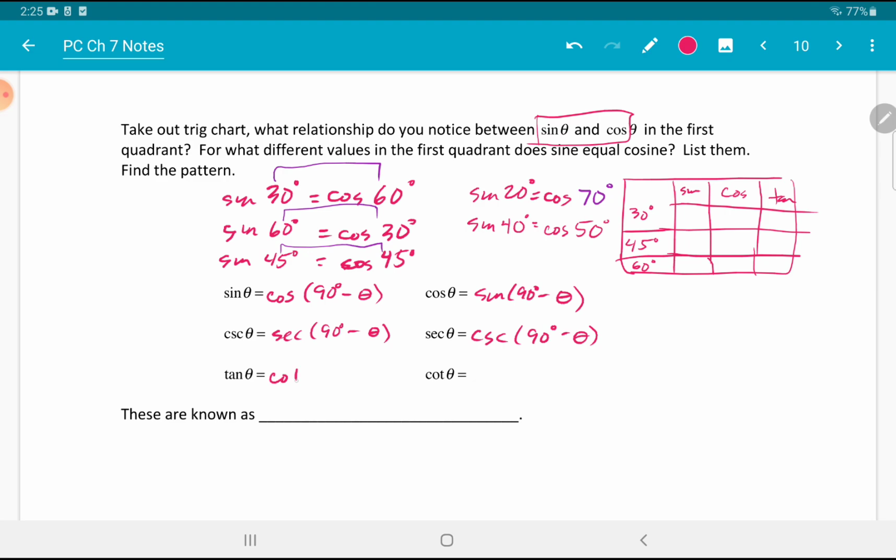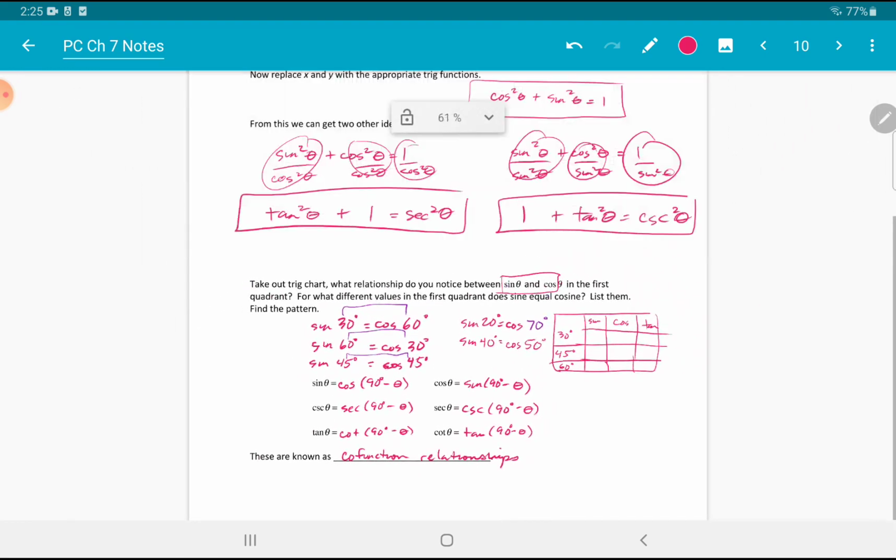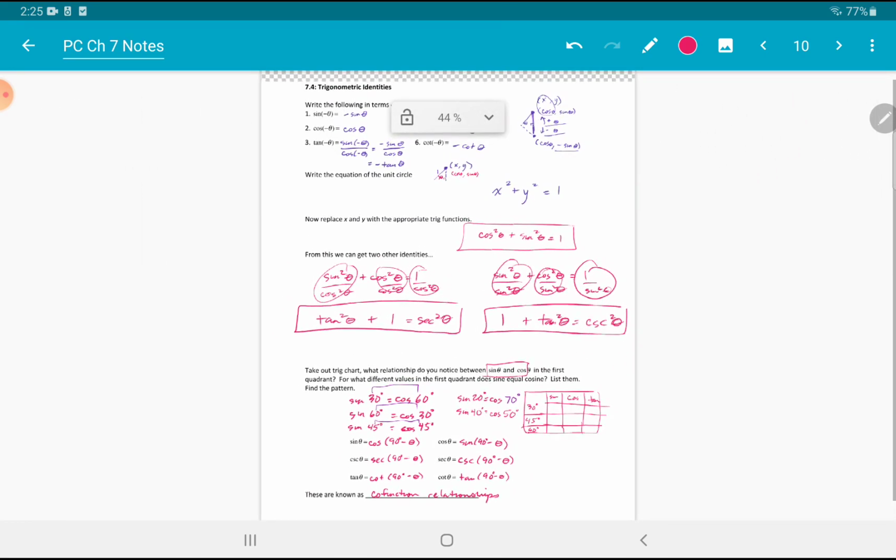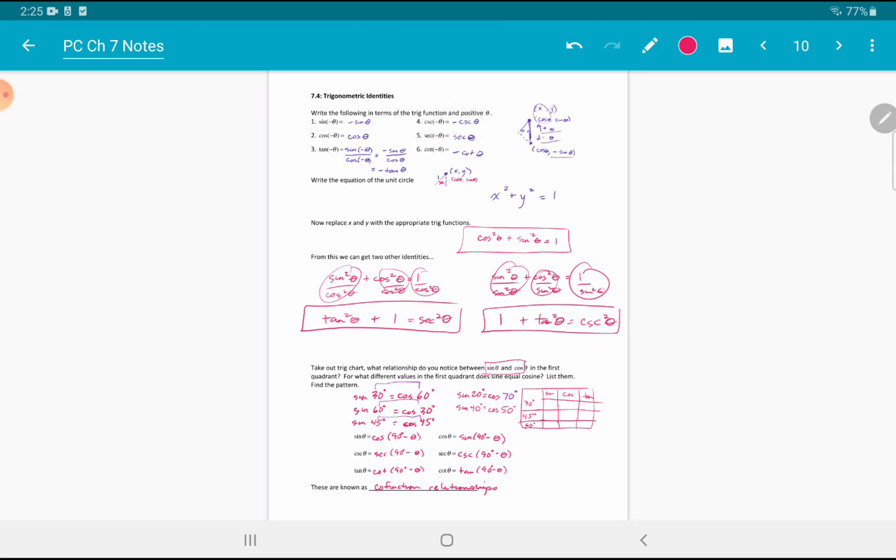Tangent also works the same way. It's equal to cotangent of 90 minus theta. And cotangent is the same thing as tangent of 90 minus theta. Okay, so these are known basically because they work hand in hand together. These are known as the co-function relationships. Okay, so these are going to be the identities and properties all on this page right here. These are going to be what you're going to be using when simplifying or proving trig expressions.